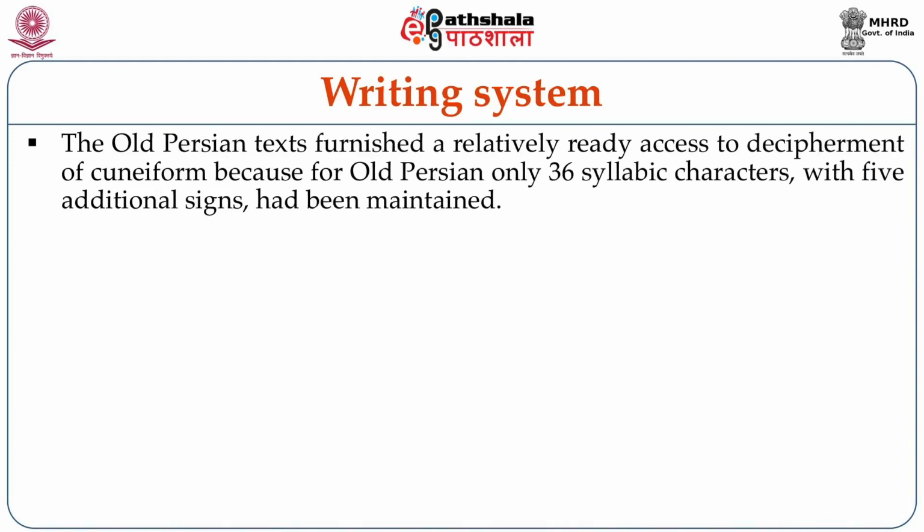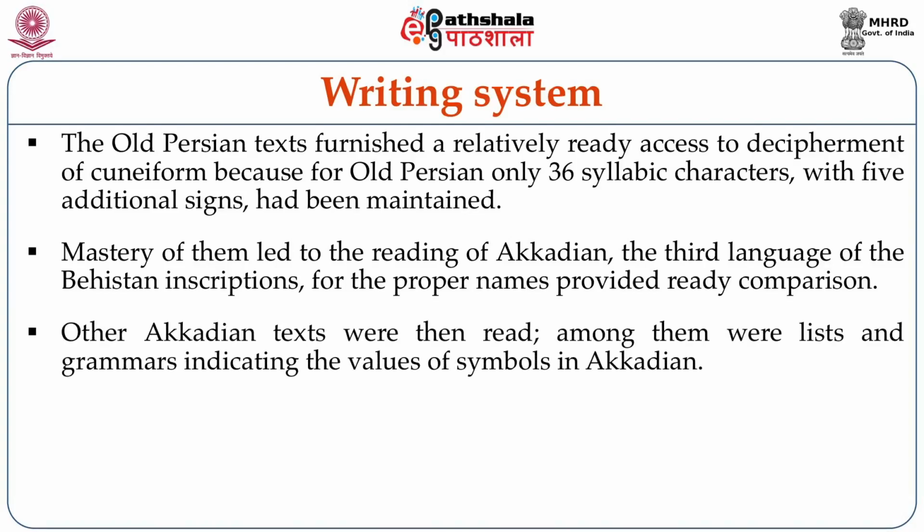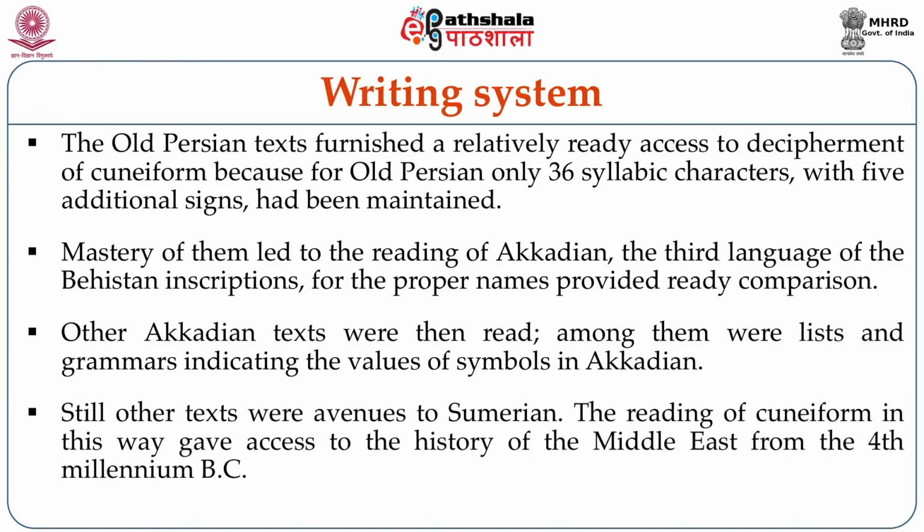Because of Old Persian, only 36 syllabic characters with 5 additional signs had been maintained. Mastery of them led to the reading of Akkadian, the third language of the Behistun inscriptions, for the proper names provided ready comparison. Other Akkadian texts were then read. Among them were lists and grammars indicating the value of syllables or symbols in Akkadian. Still other texts were avenues to Sumerian. The reading of cuneiform in this way gave access to the history of the Middle East from the 4th millennium BC.